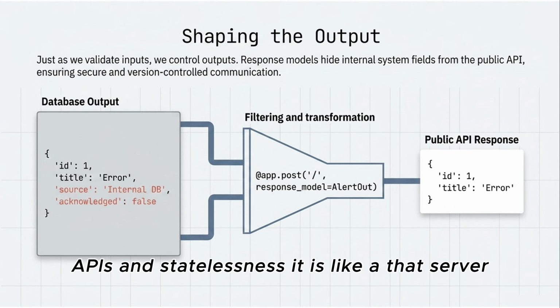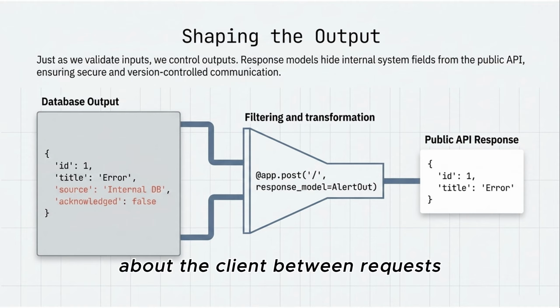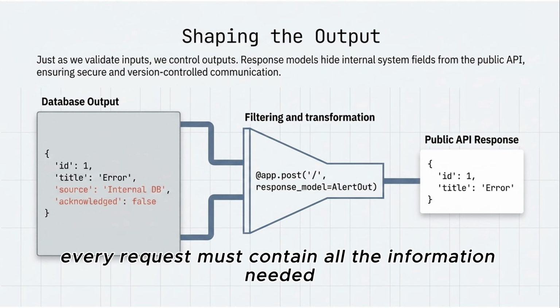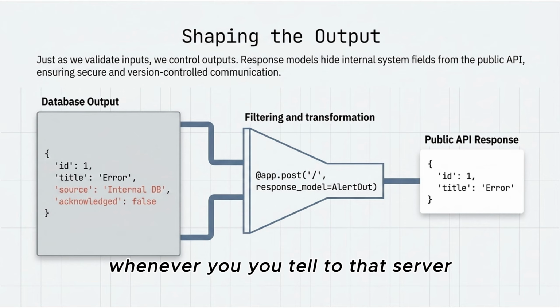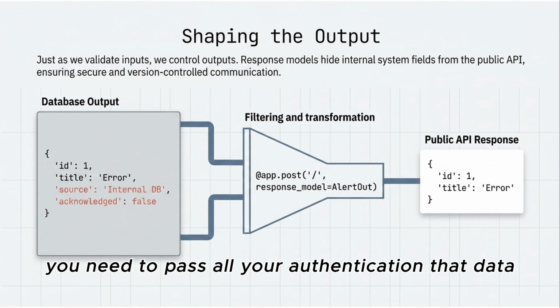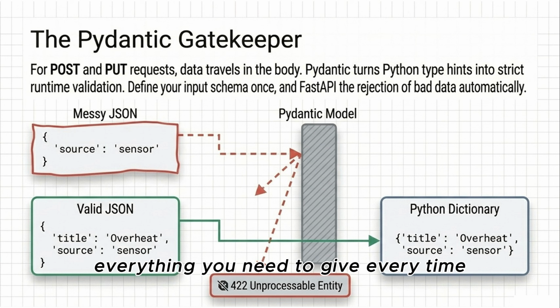And statelessness means that the server won't remember anything about the client between requests. They don't maintain any state, and every request must contain all the information needed to process it. So whenever you talk to that server, you need to pass all your authentication data, everything you need to give every time.